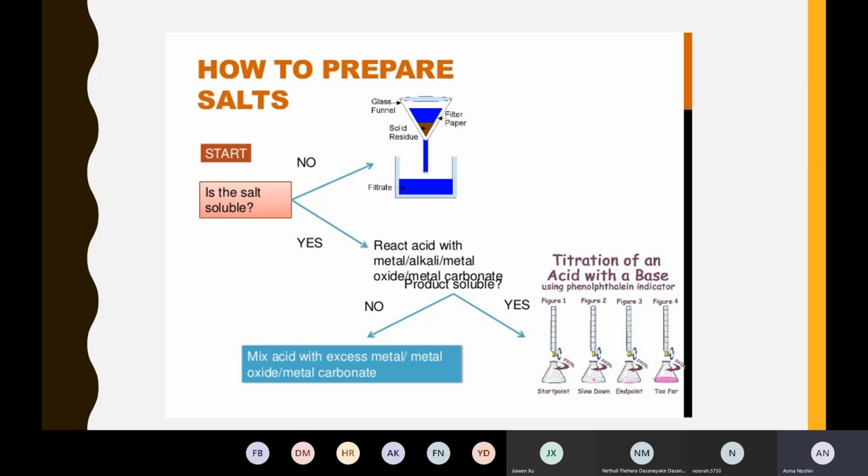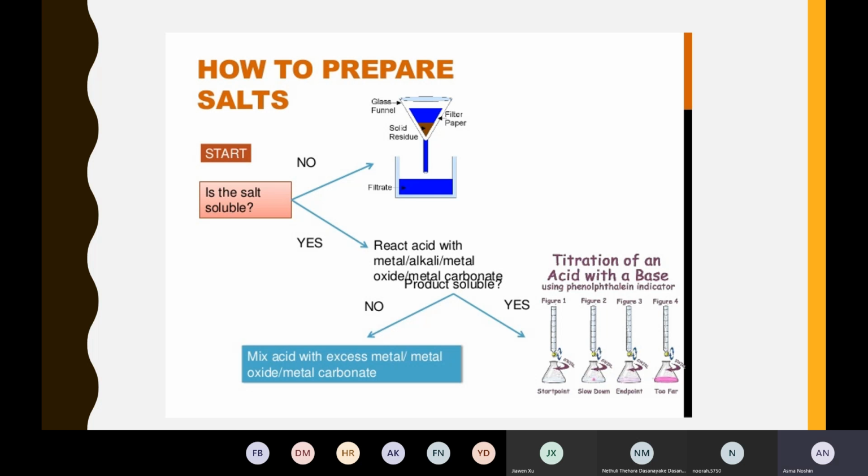In filtration, what happens? There is filter paper. If you pour the solution onto the filter paper, water will go down, that is your filtrate. Salt will remain on the top, that will be considered as your residue. You can say residue or remainings.